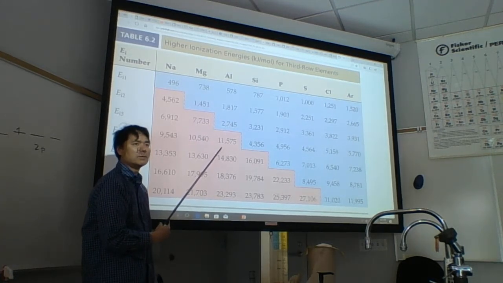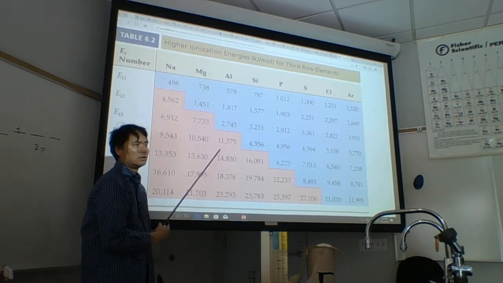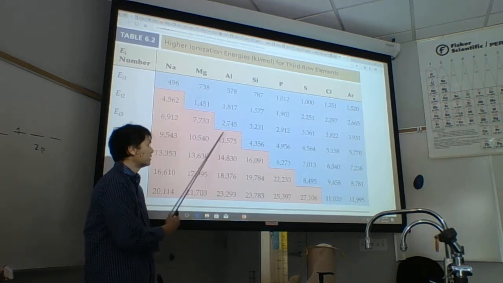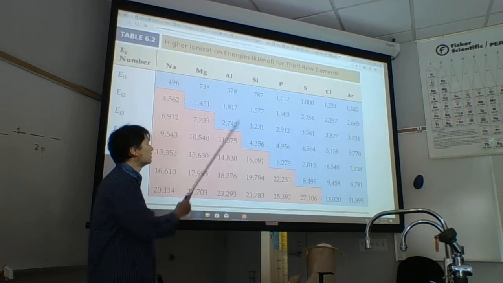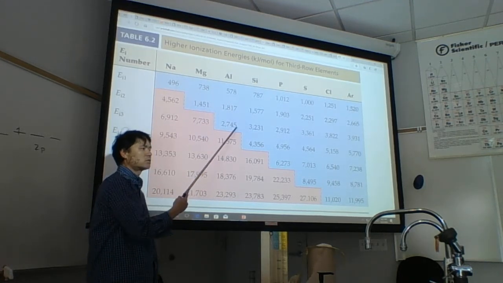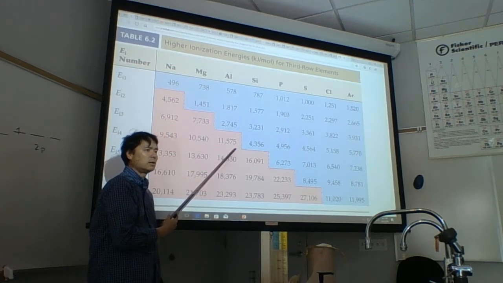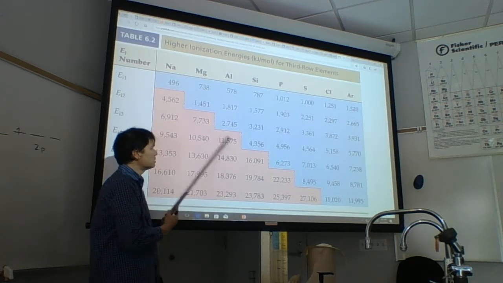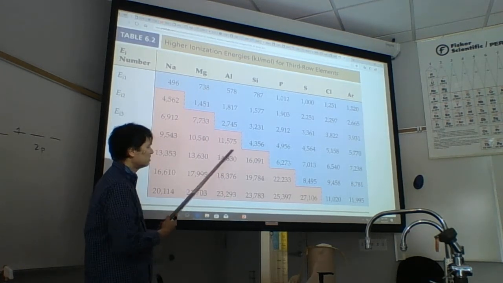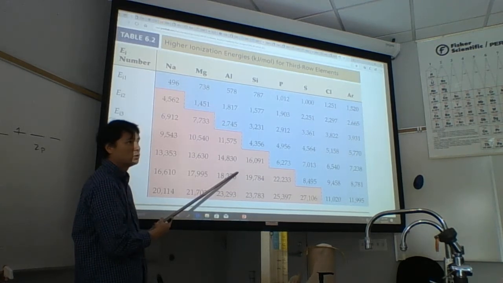If I try to go to aluminum +4, look at that jump in energy. Why is there such a big jump in energy? Because the first 3 electrons are valence electrons. The 4th electron would be a core electron. So we're going to upset or ruin the core. And so this is the dividing line. The blue is valence, and the pink is the core.